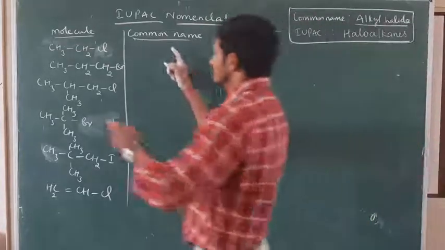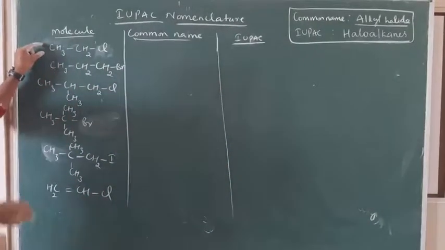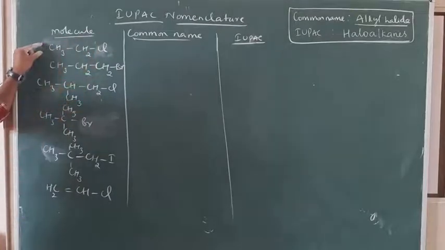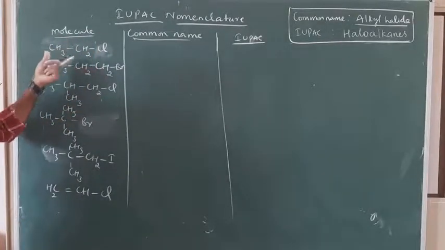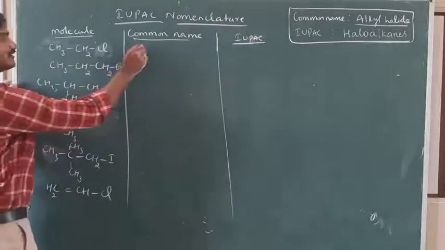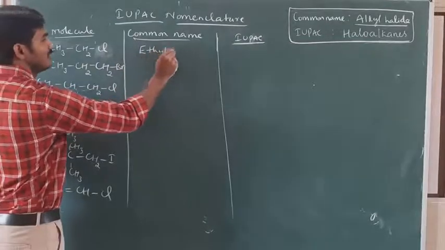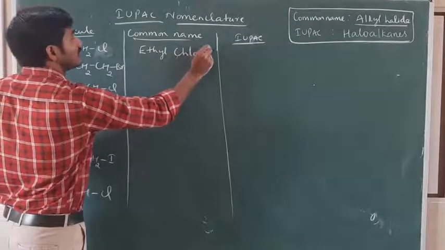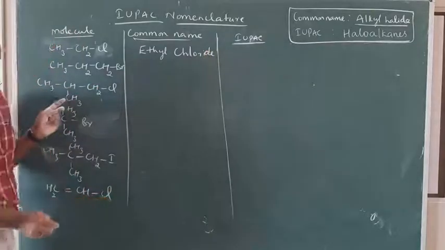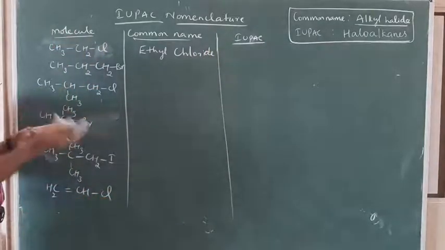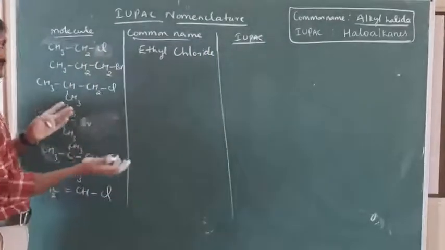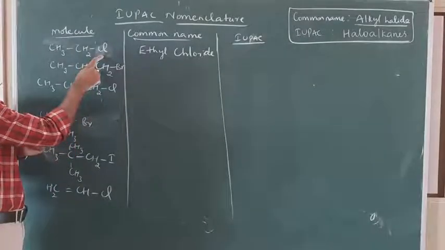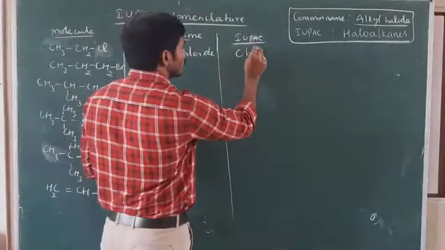You see this one. How will I write the common name? See the alkyl. Which type of alkyl is it? A 2 carbon alkyl, ethyl. Ethyl chloride. IUPAC name, haloalkane. You should start with halo. Which type of halo is it? Chlorine. So we write it as chloroethane.